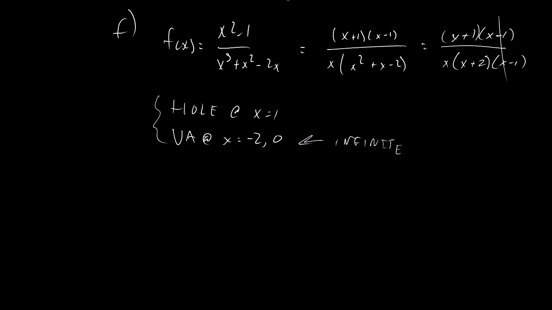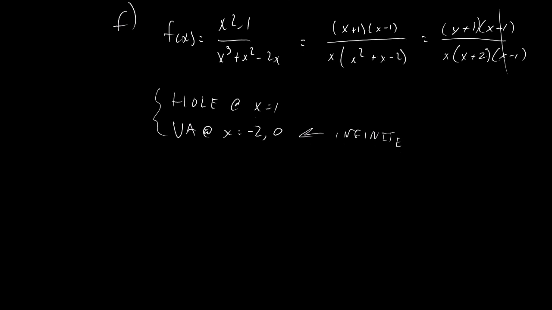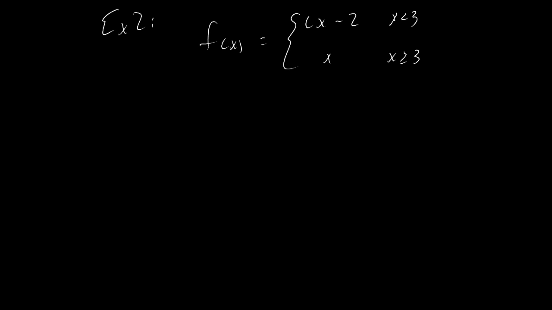So it turns out that neither of those are continuous. Last but not least, we're going to move on to creating functions so that they are continuous. So I have this function: cx minus 2 when x is less than 3, and x when x is greater than or equal to 3. Well, for something to be continuous, we know that my left-hand side has to equal my right-hand side.